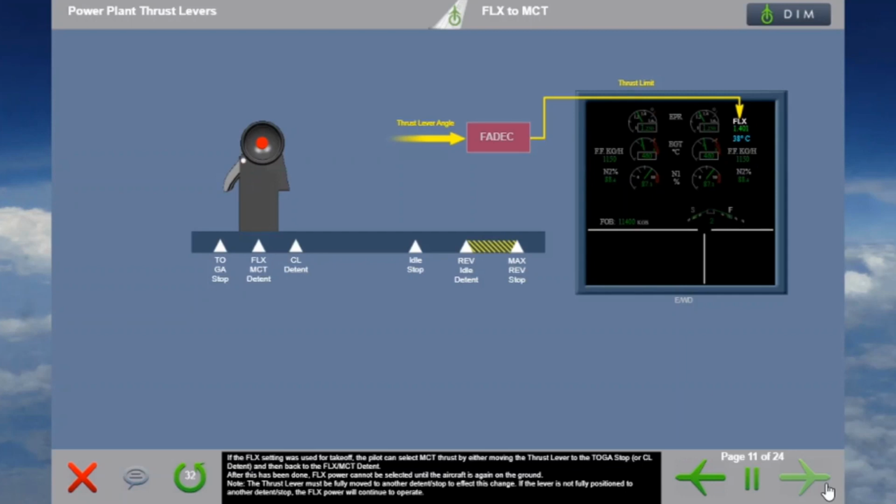If the flex setting was used for takeoff, the pilot can select MCT thrust by moving the thrust lever to either the TOGA stop or CLIMB detent and then back to the FLEX MCT detent. After this has been done, flex power cannot be selected until the aircraft is again on the ground. Note: the thrust lever must be fully moved to another detent stop to effect this change. If the lever is not fully positioned to another detent stop, the flex power will continue to operate.